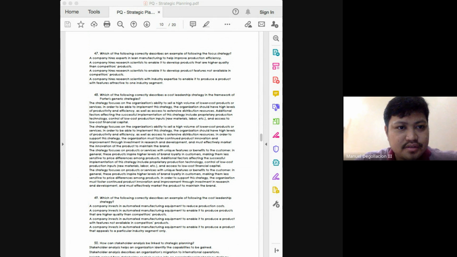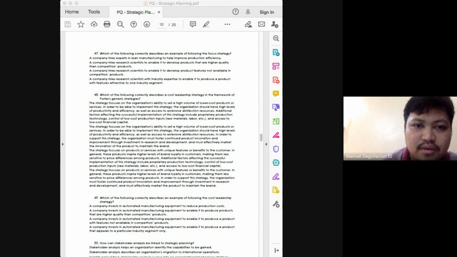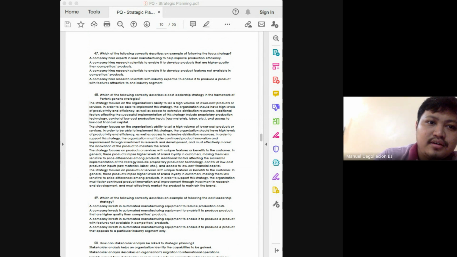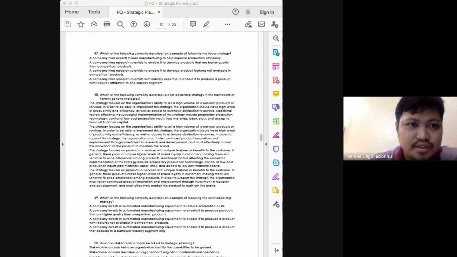A company hires research scientists to enable it to develop product features not available in still differentiation. Next, a company hires research scientists with industry expertise to enable it to produce a product with features attractive to one industry segment. Okay, we're looking for the focus strategy, so this would be our answer. We are focusing on one industry segment. So the answer here would be the fourth choice.